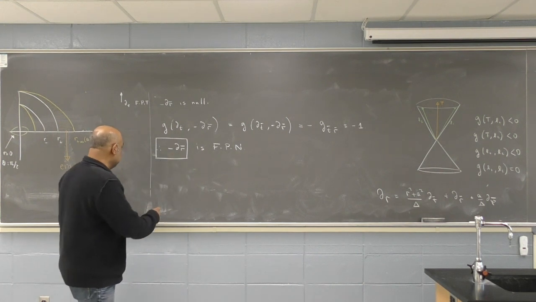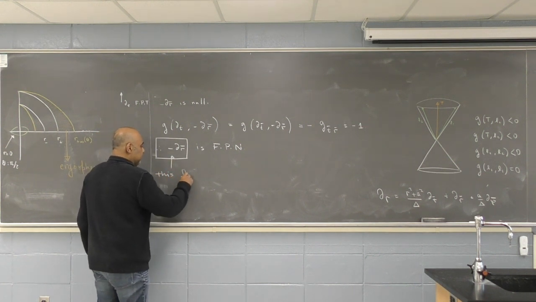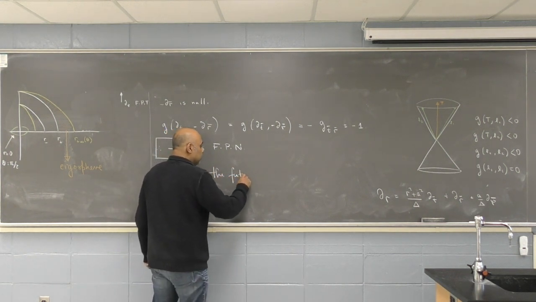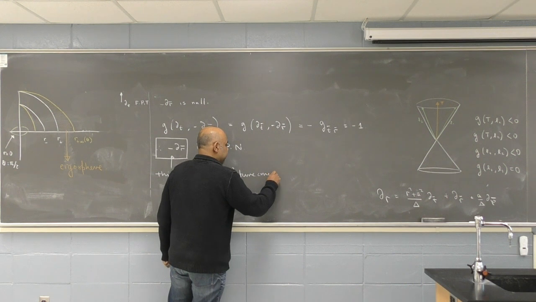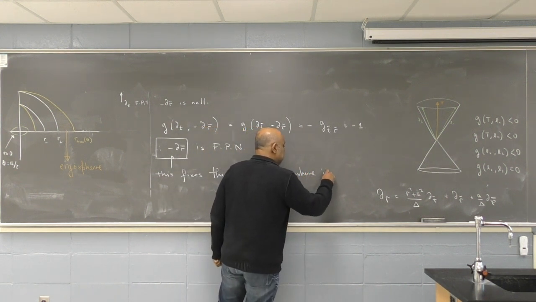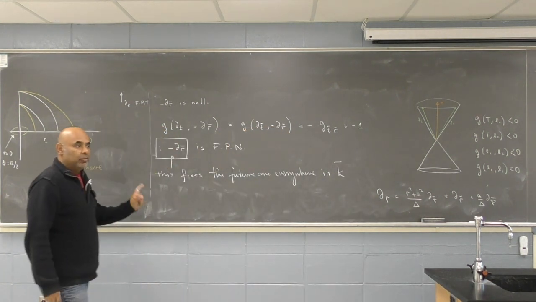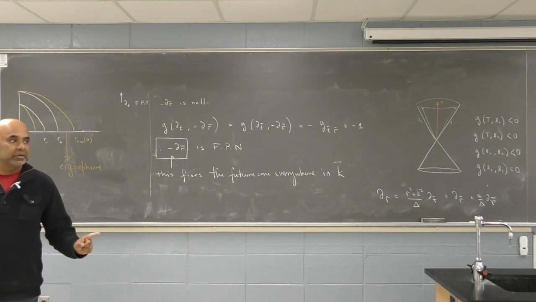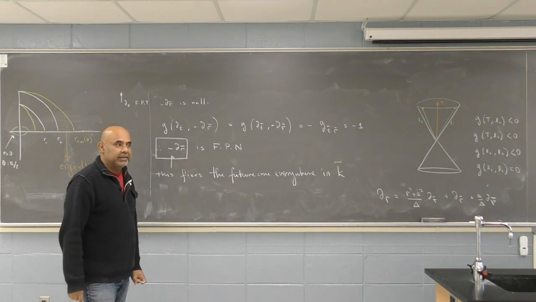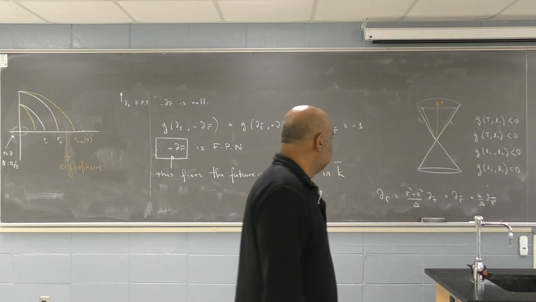So let me make that very clear. This fixes the future cone everywhere in k-bar. So if I want to know if a causal vector is future pointing, I take its inner product with this guy. If it's negative, it is future pointing. If it's positive, it's past pointing.